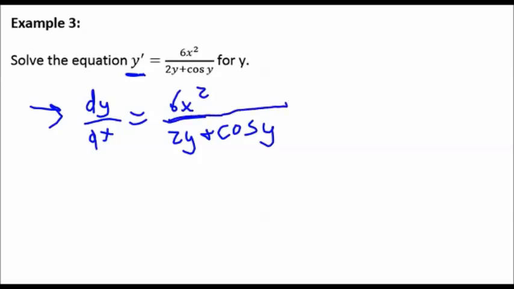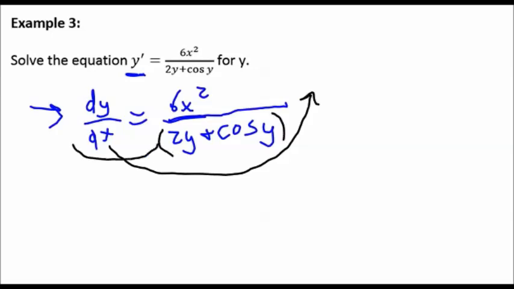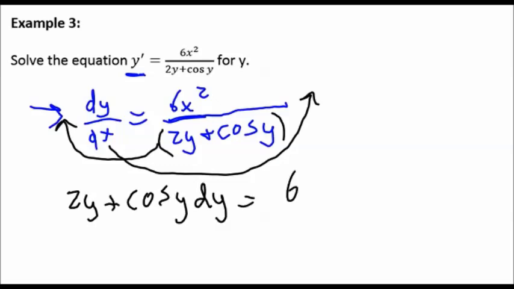Okay, and let's do our separation of the variables. So dx is going to come up here. All of this stuff with the y's in it is going to come up here. And so what I get is (2y plus cosine of y) dy equals 6x squared dx. And now we can integrate that.